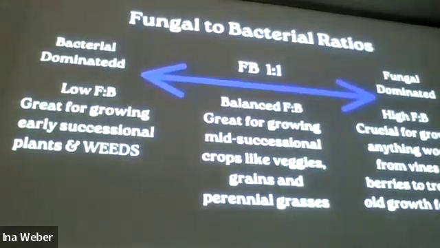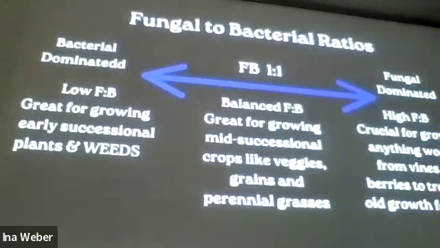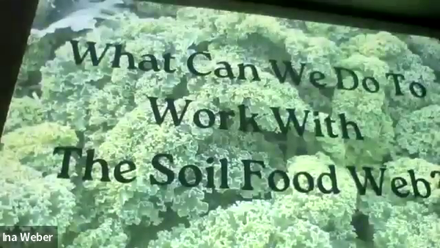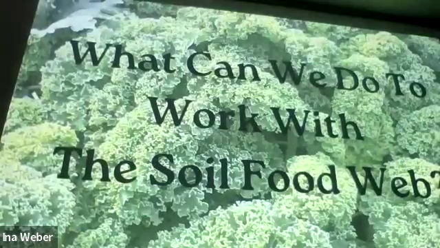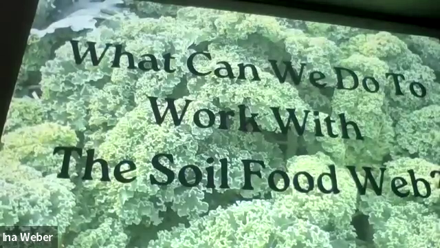I just had a question too, because the tilling is actually damaging that natural exchange that's going on in the soil, disrupting it. Well, if people just want to keep going, I will talk about tilling. So what can we do to work with the soil food web? Stop tilling, as the main thing.